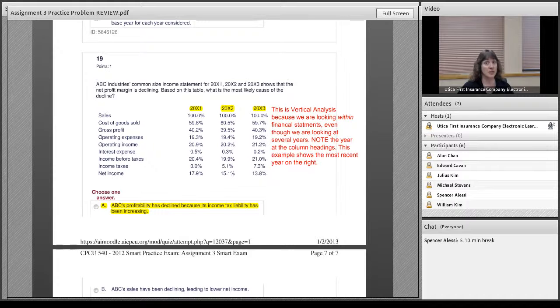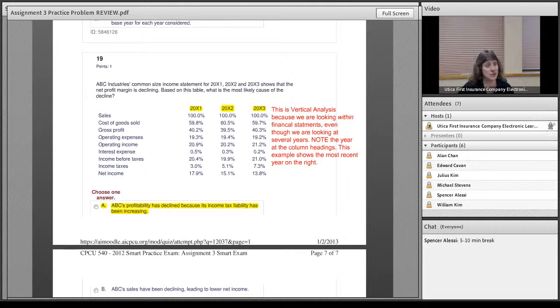But notice this one is vertical analysis. Do you see the difference? Because it's common sized. See how I'm looking at my numbers within my numbers. Even though I've got multiple years, I'm doing vertical analysis. Okay? I thought this was pretty important when I was going through the practice exam. I know that tripped us up a little bit. So I wanted to touch on that again just to refresh you in your memory or in your minds.